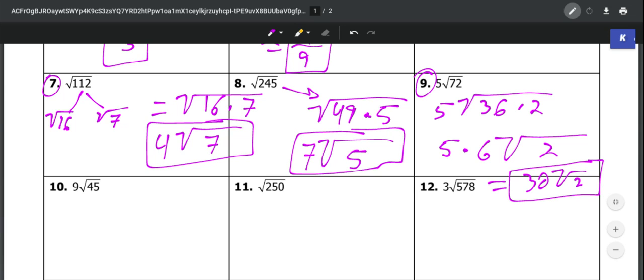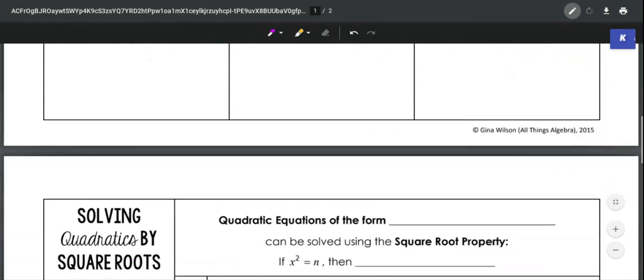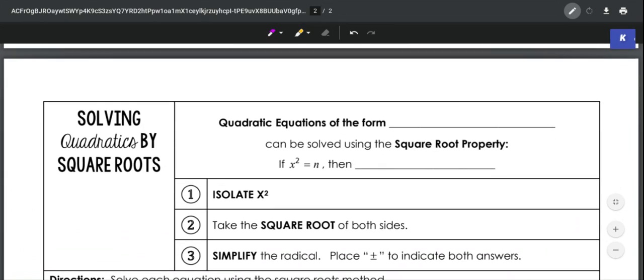And the rest of them are done pretty similar. That's just a quick review of square roots. Now we're going to look at solving quadratics by taking the square root.